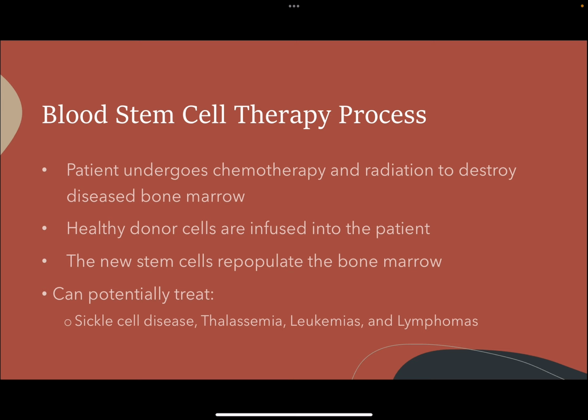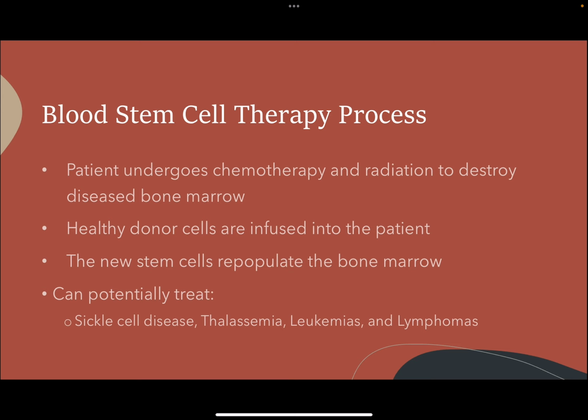So the blood stem cell therapy process. The patient undergoes chemotherapy and radiation, which destroys diseased bone marrow. Then healthy donor cells are infused into the patient. The new stem cells repopulate the bone marrow, and this can potentially treat sickle cell disease, thalassemia, leukemias, and lymphomas.